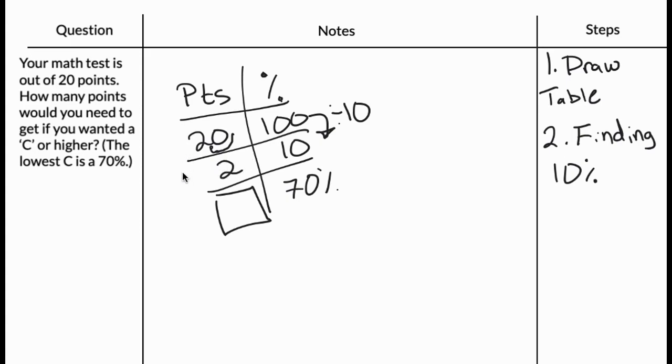But in this case, nice and simple, dividing by 10, so we know that 10% is equal to 2 points. Now, if we're trying to find 70%, we've got to figure out how to get from 10 to 70, and that is going to be multiplying by 7. Same thing goes for the points: multiply by 7. 2 times 7 is 14, which tells us that a 14 out of 20 would give us 70%, or would give us the lowest C. So we need a 14 or higher to get a C on our test.